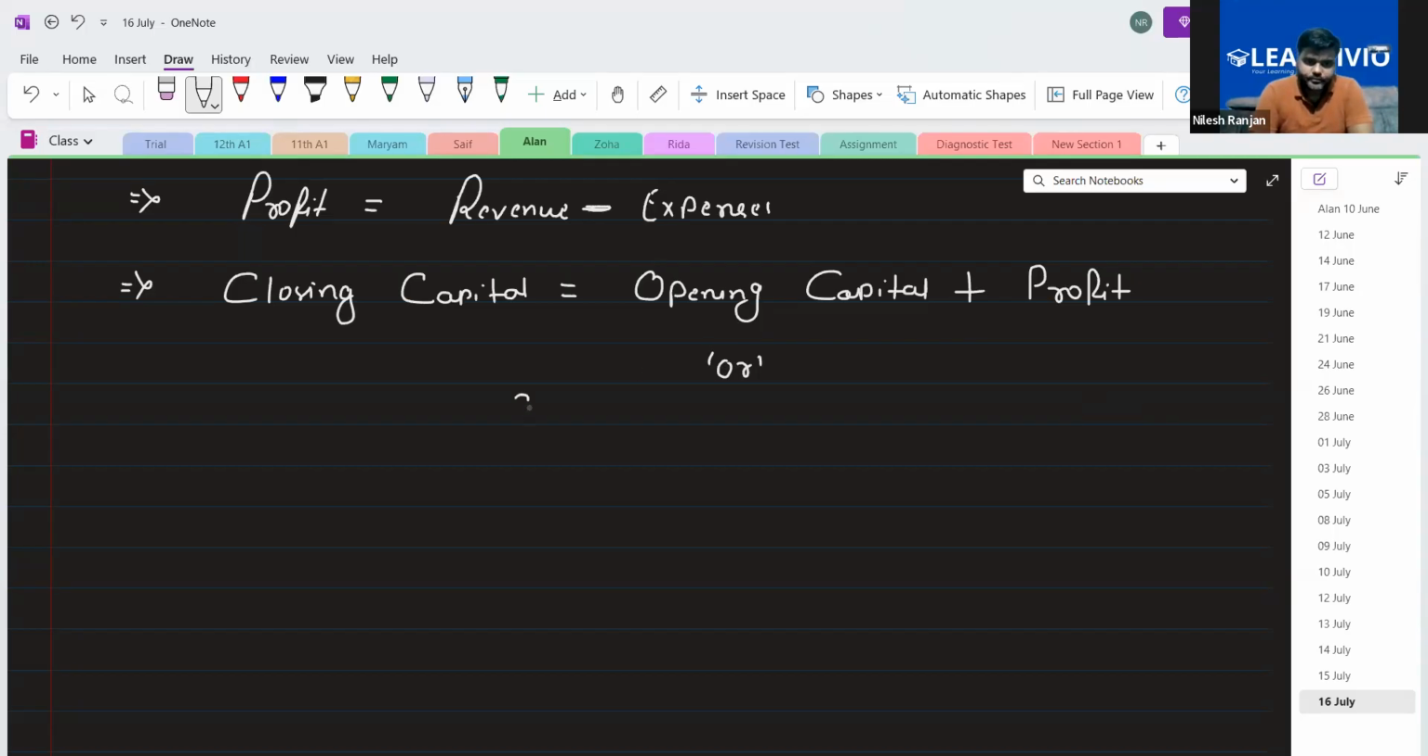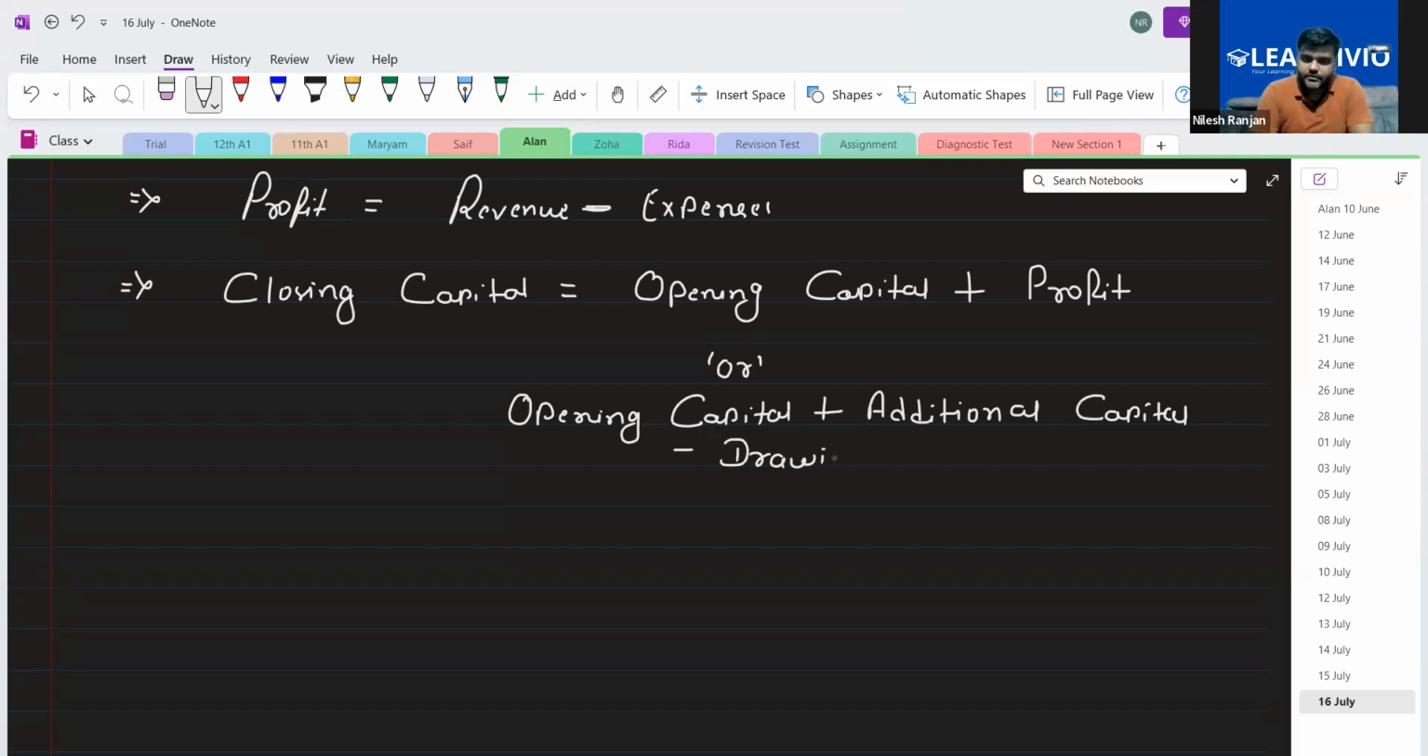Now, the detailed formula will be opening capital plus additional capital, meaning if you have invested more capital during the year, that is called additional capital. And if you have drawn money from the business for your personal use, then drawing will be deducted, and plus or minus profit or loss. So if it is profit, it will be added. If it is loss, it will be deducted. Okay.